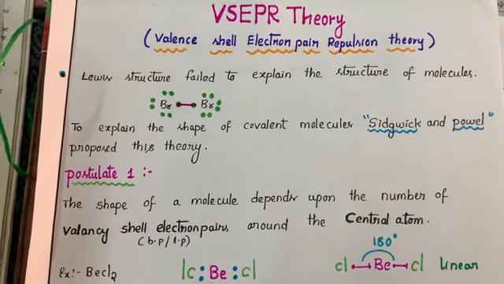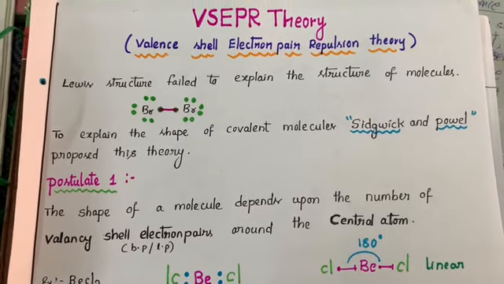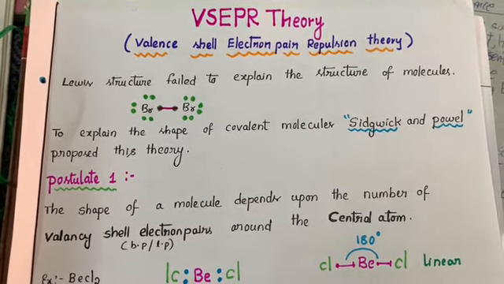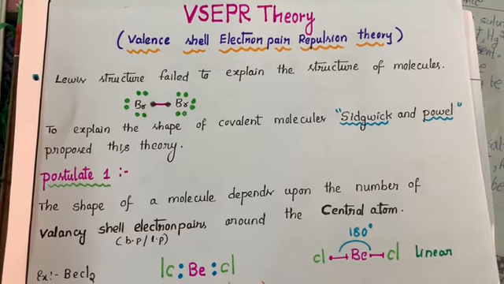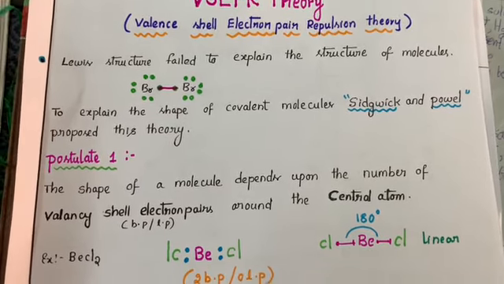Good morning to all. So in today's class we are going to see the VSEPR theory. The full form of VSEPR theory is valence shell electron pair repulsion theory.